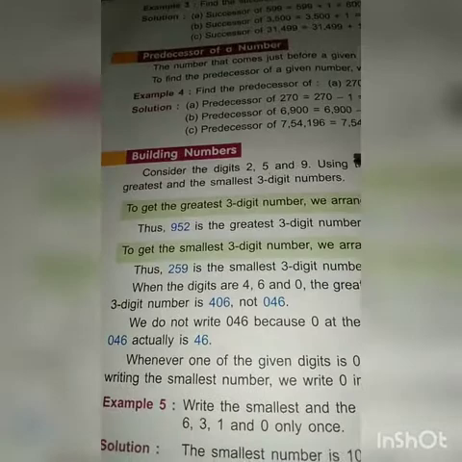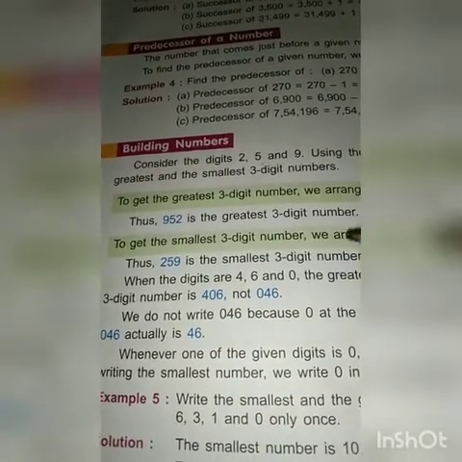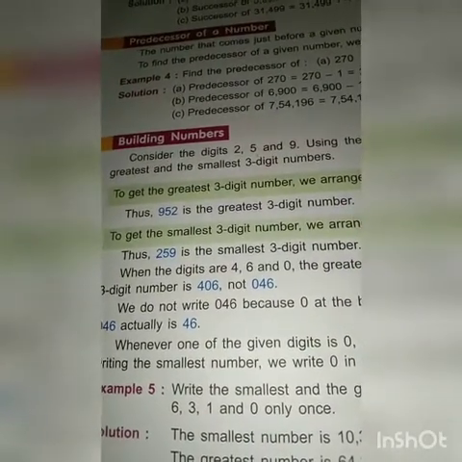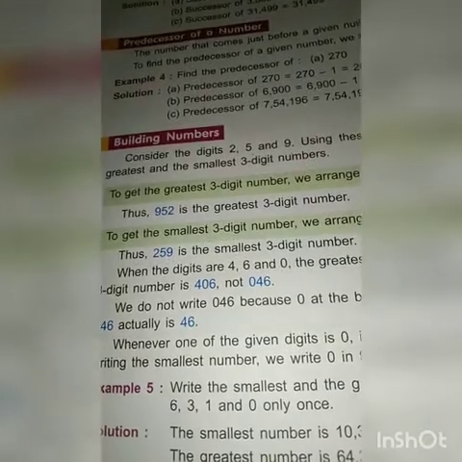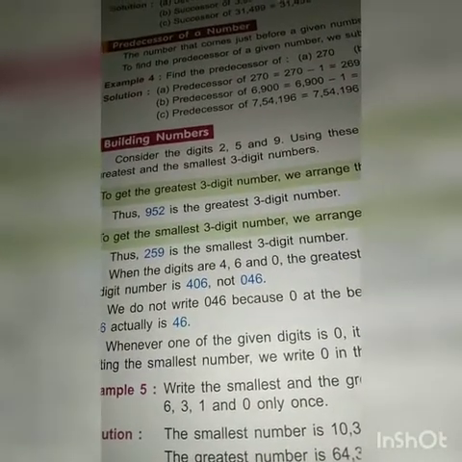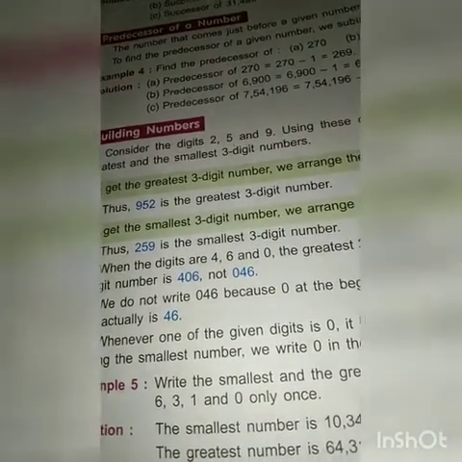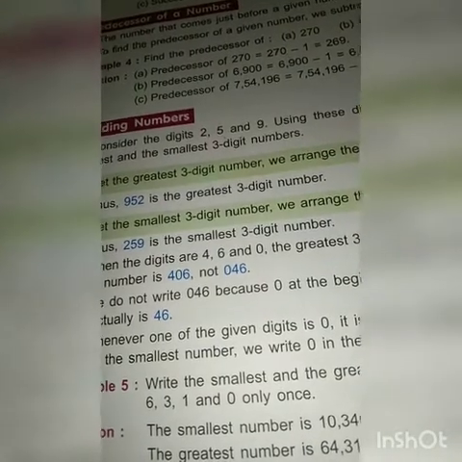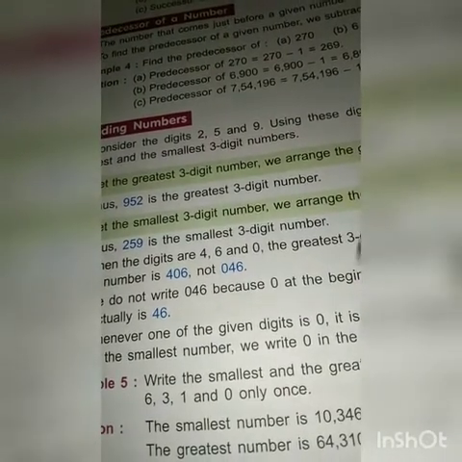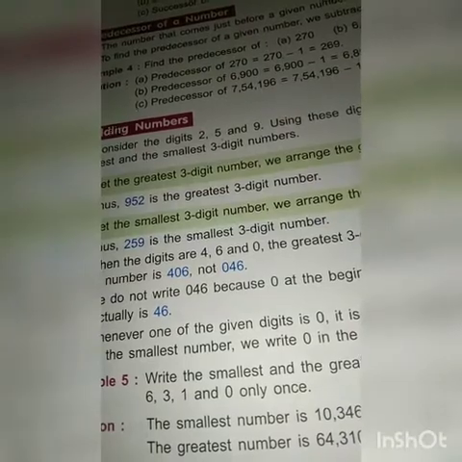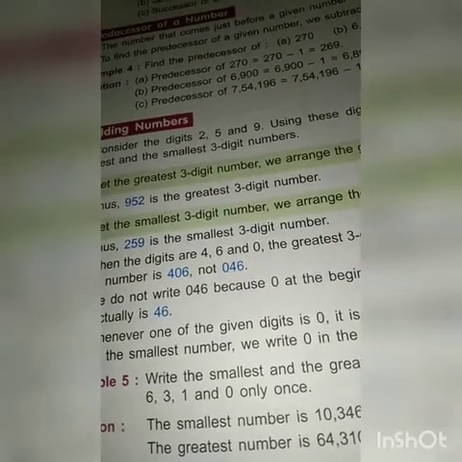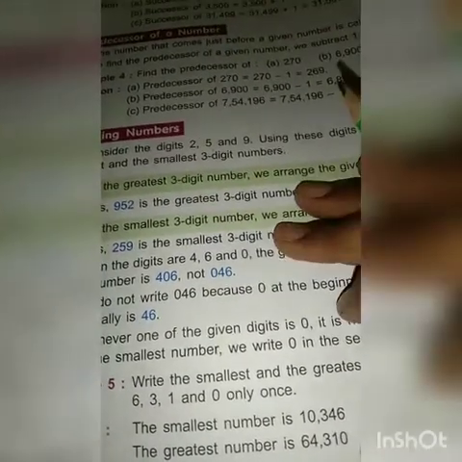Clear? So this is called the building of numbers. We are building numbers from the given digits. Whatever it is said, once, so we will use these digits once at a time. If it is said twice, so we will use these digits twice at a time.